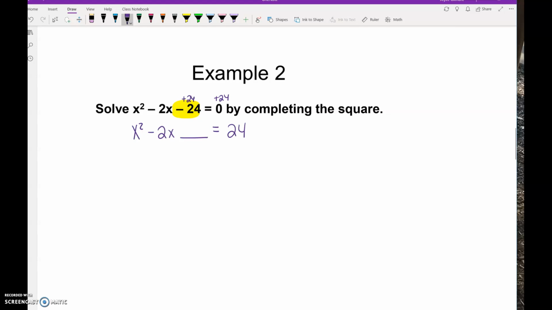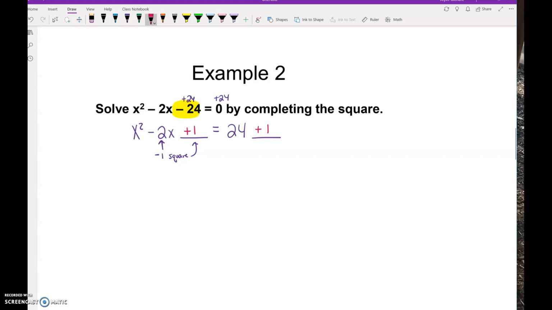And then when I add something to the left side, I will also add something to the right side. Now I need to figure out what I am going to add to both sides to complete the square. You need to think about this number is 2 times something. It's 2 times negative 1. You need to square that number and put it in the blank. Negative 1 squared is positive 1. So we are going to add a positive 1 to both sides.